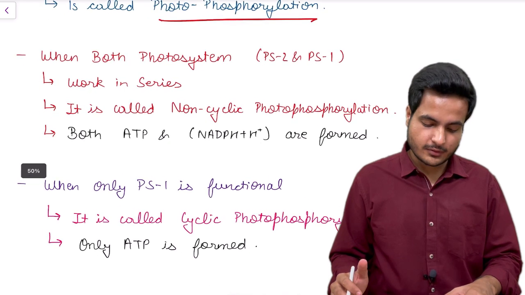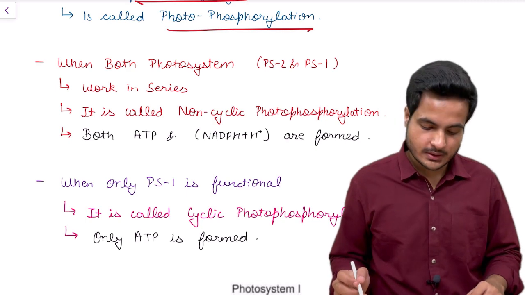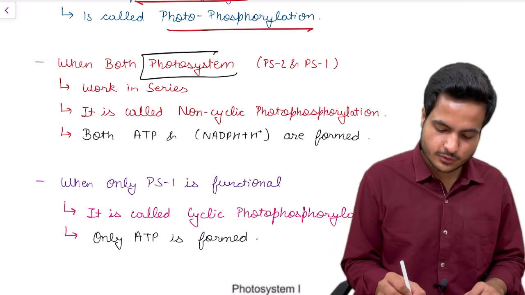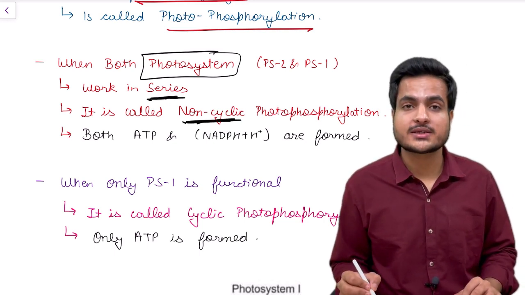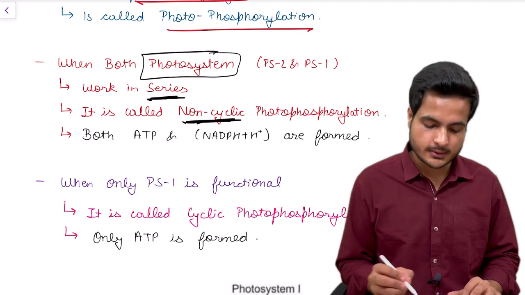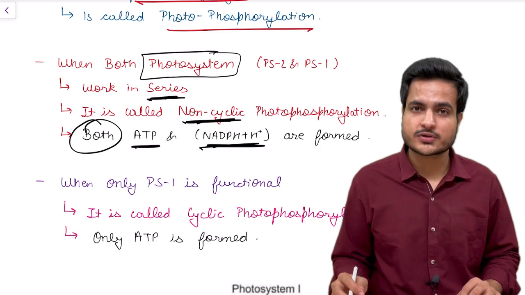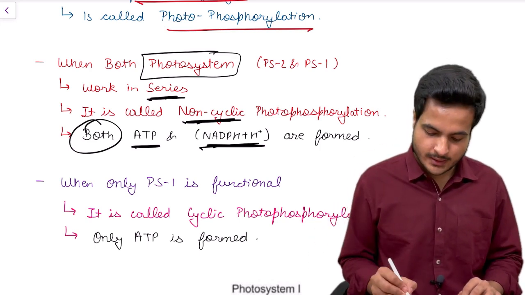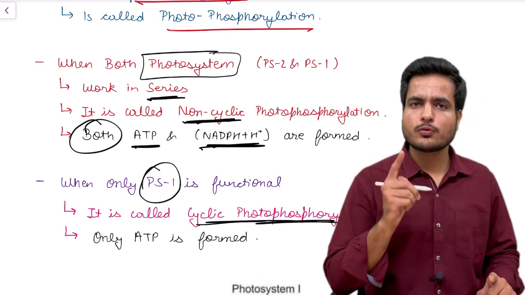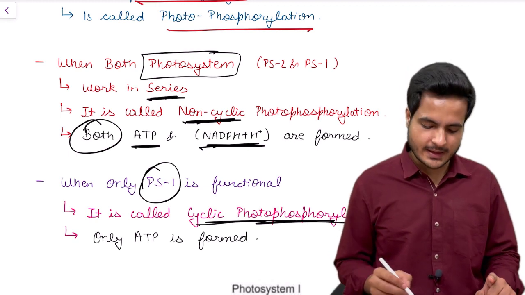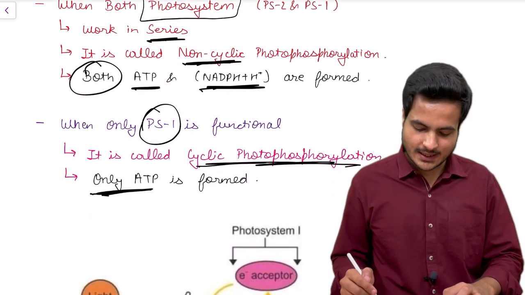And let us give you a brief history of what happened in non-cyclic photophosphorylation. When both these photosystems, photosystem 2 and photosystem 1, work in series, it is called non-cyclic photophosphorylation, and they gain more when they work together. That is, both ATP and NADPH are formed in non-cyclic photophosphorylation. But our topic today in this video is cyclic photophosphorylation. Here photosystem 1 says, I want to work alone, independently, but will gain only ATP; NADPH will not be produced in this reaction. So let's start the discussion.